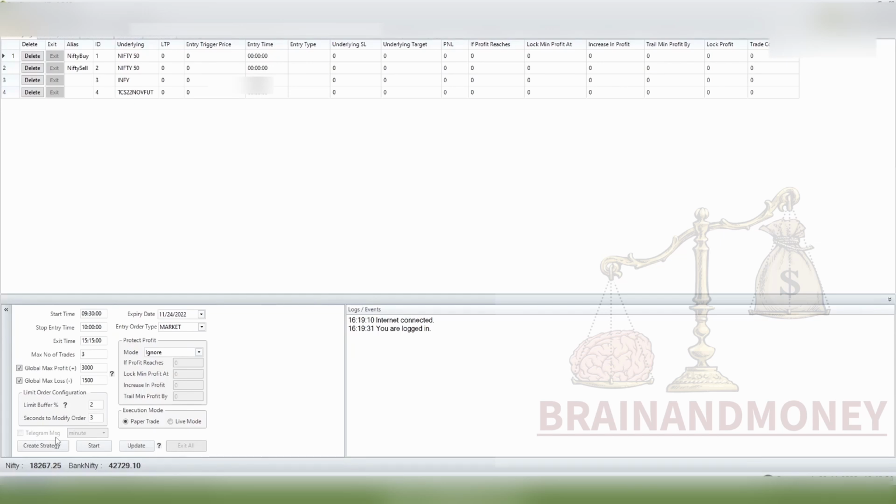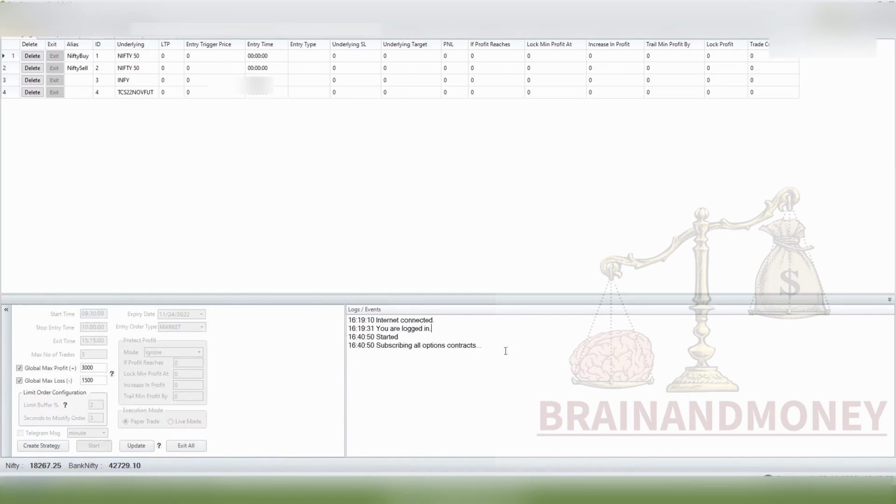For entry, exit, target, stop loss, everything, it will send the instant alerts only. Just for total P&L, it will send the alerts at every 1 minute, 5 minutes, 10 minutes, like that. Once all the configurations are done, you can just start the software. After that, you don't need to do anything.